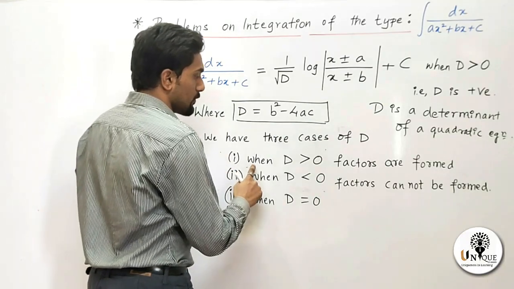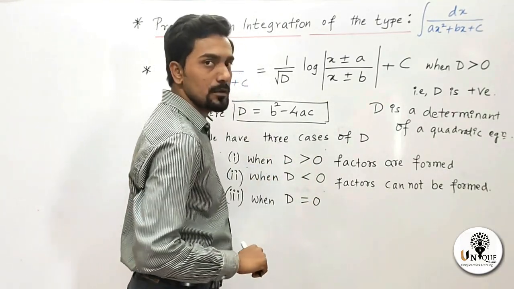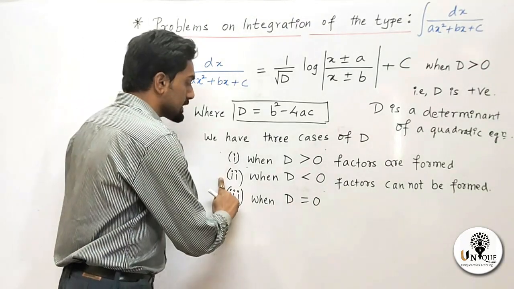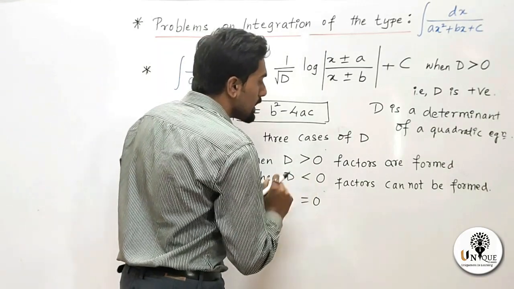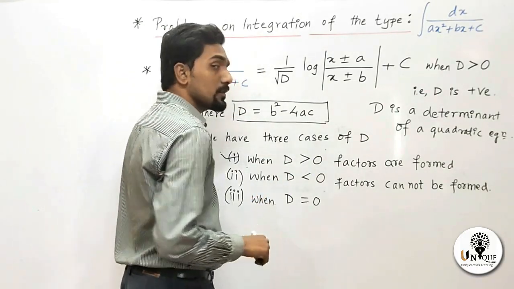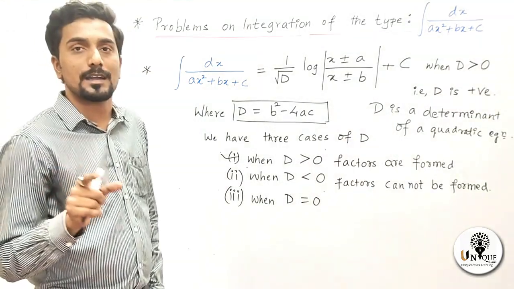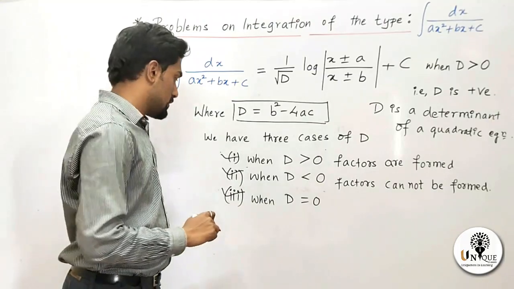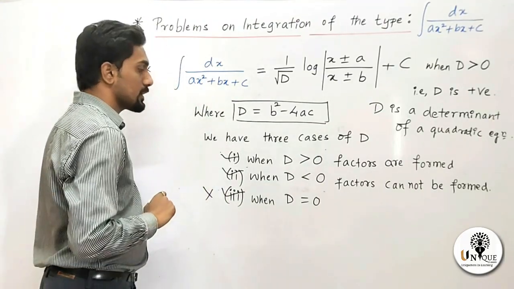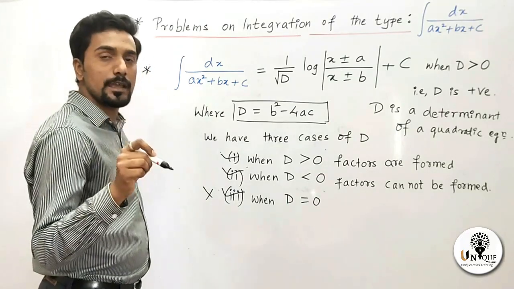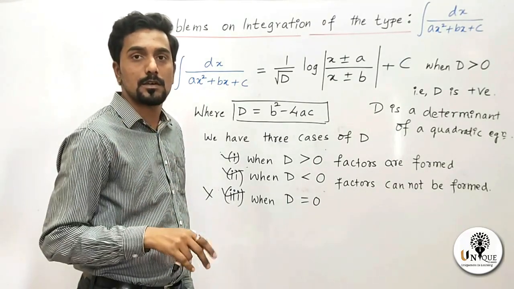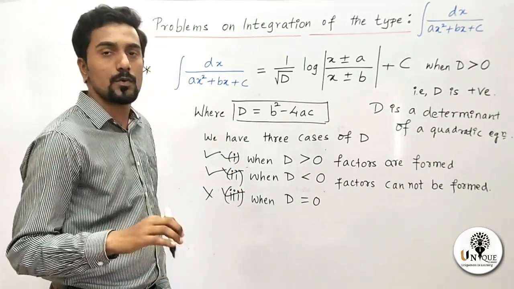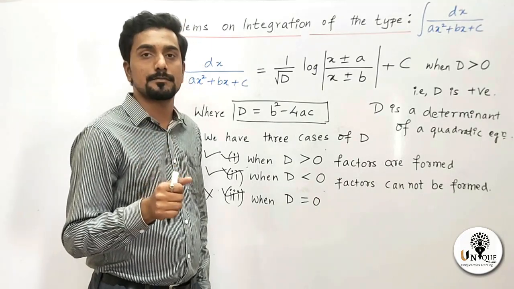The first case is when d is greater than 0. Here we can form the factors. The second case is d is less than 0. Here we cannot form the factors. The third one is when d is equal to 0, which I am not going to discuss. Today in this session I am going to discuss only the first two cases. So let's start with the first case.